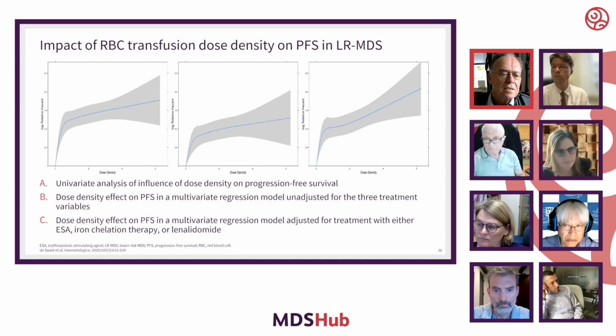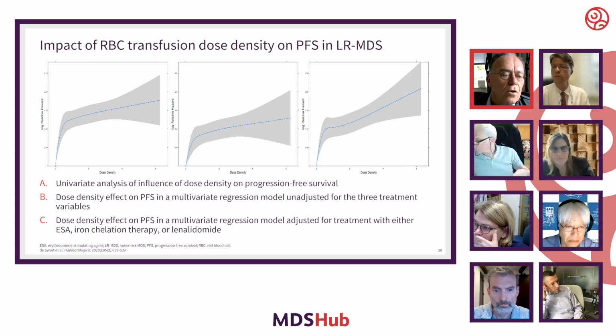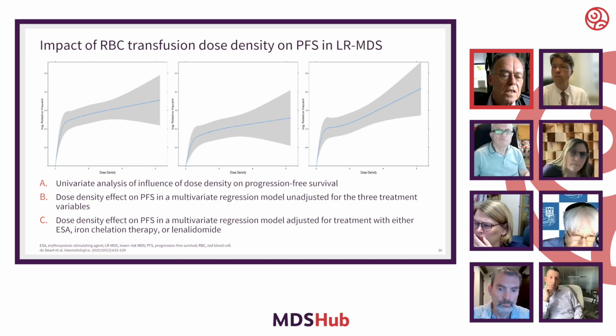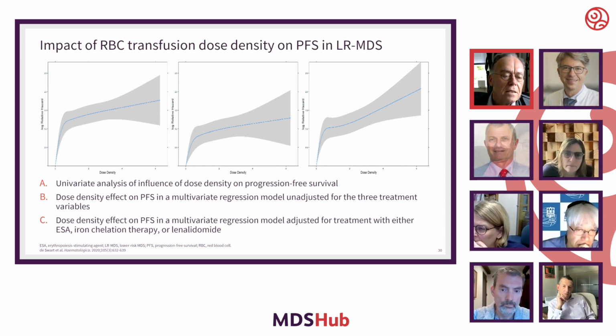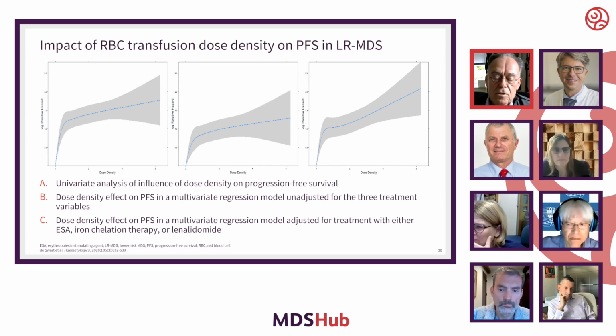And what you see here is the impact on the log relative hazard of the progression-free survival, already at a very low dosage between 0 and, of course, 0 is the starting point, and 1 unit per month over time. There's a very steep risk in the univariate analysis, also in the multivariate regression model, and more clear after adjustment for treatment with ESA, iron chelation therapy, and lenalidomide.